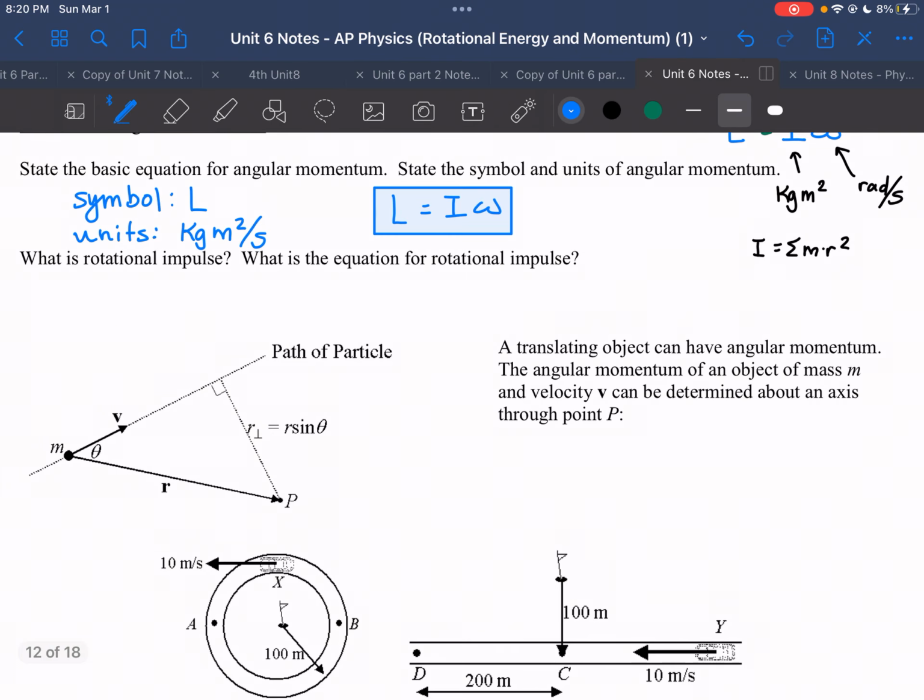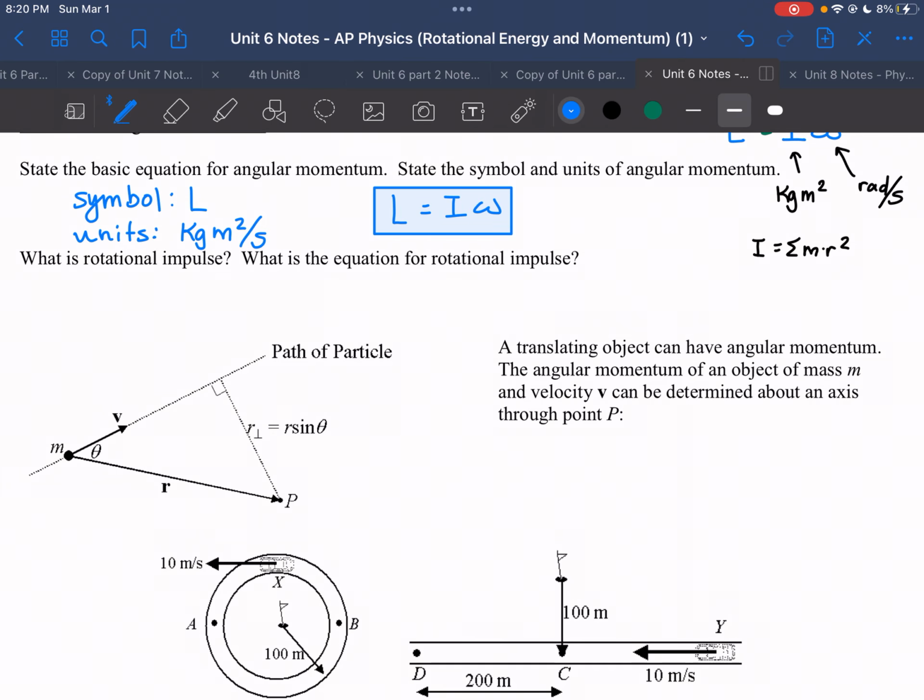The next thing that we have is rotational impulse. Now, just like before, we had the equation that impulse was the change in momentum, which was equal to mass times the change in velocity. But another way of writing that was to say that it was equal to the force times the time. This is the one that we're going to look at, because if I'm talking about the change in angular momentum, we're going to use the angular component of force, which is torque, times the time.